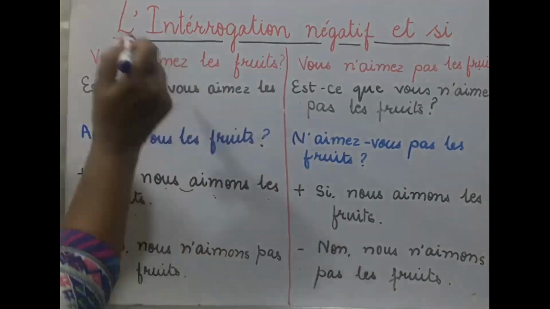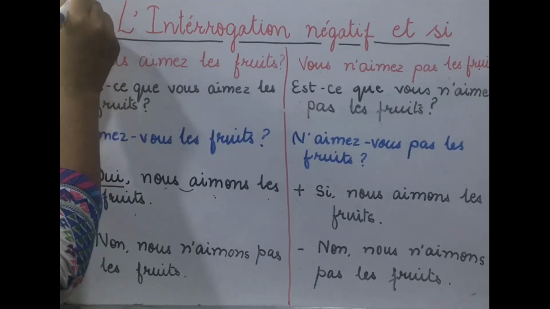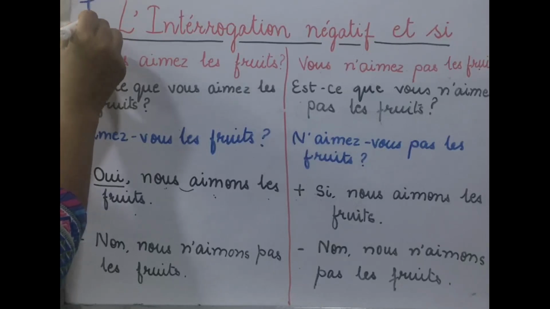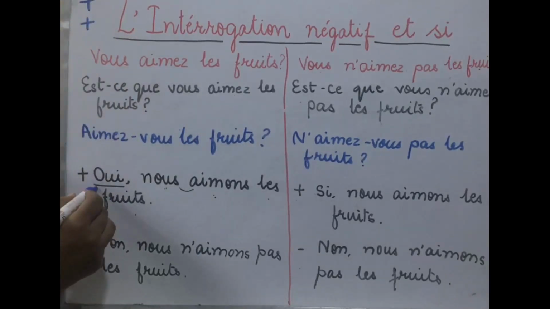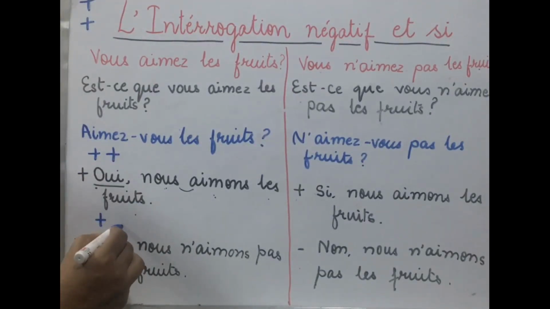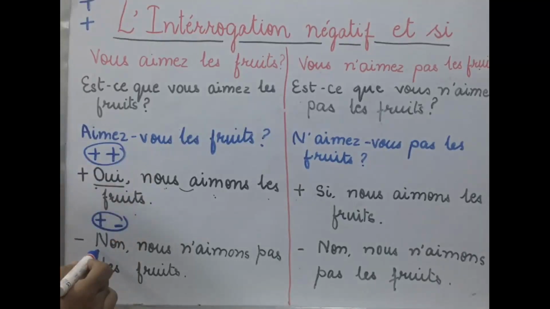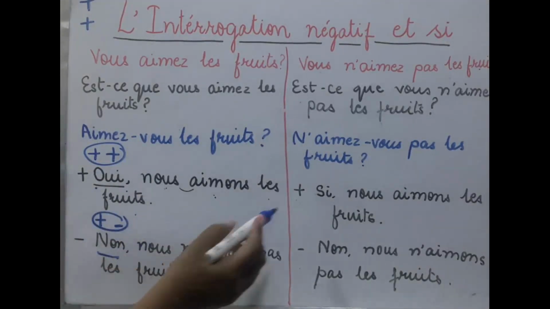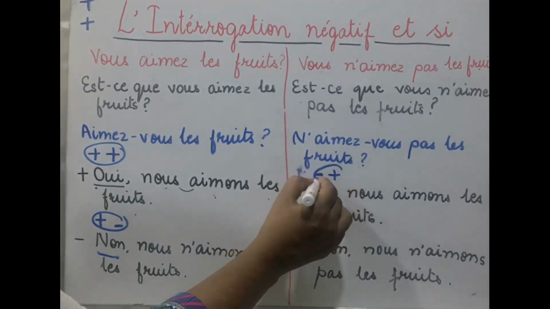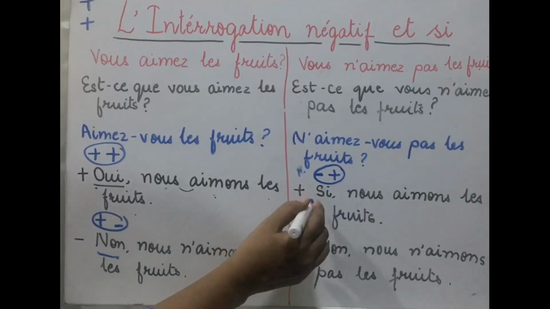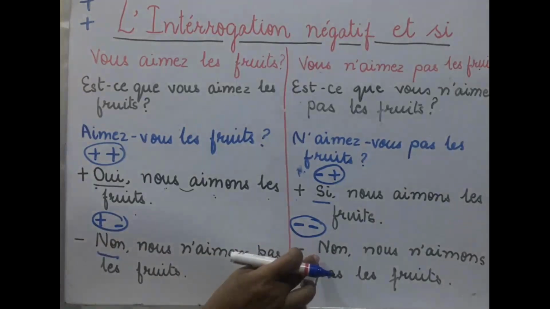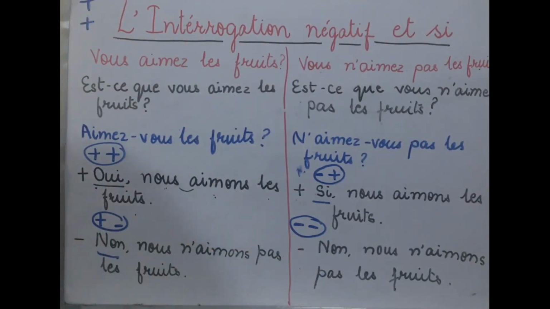So what we understand here is, if the question is positive and you have to answer in positive, then you use oui. Question positive, answer positive. Question positive, answer negative, then you use non. Okay, and then if the question is negative and the answer is positive, then we use si. If the question is negative, answer is also negative, then again we use non here. Okay, so I hope this is clear.